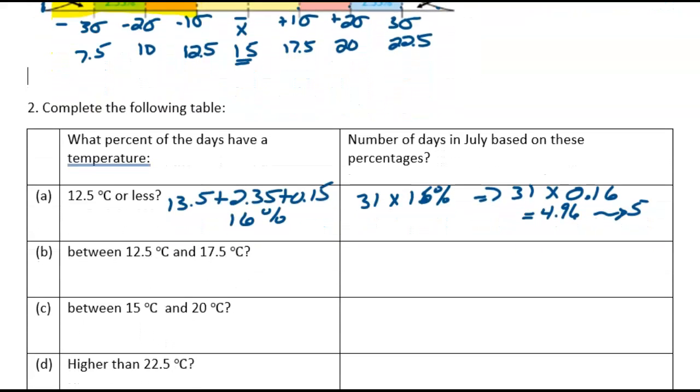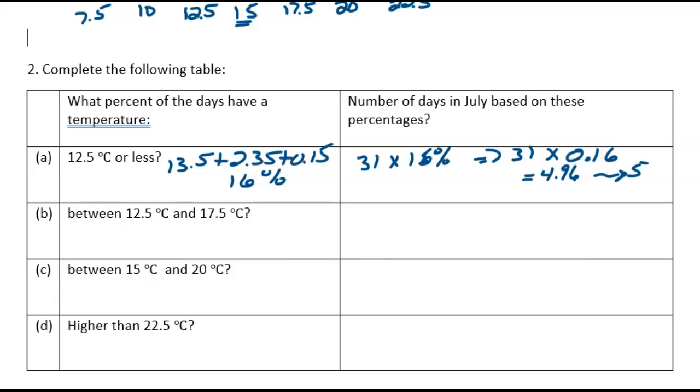So that better helps explain or give you a picture of what July would look like that year. Did you have about 5 days out of the month that were pretty cool, 12.5 degrees or less? So what percent of days are between 12.5 and 17.5?